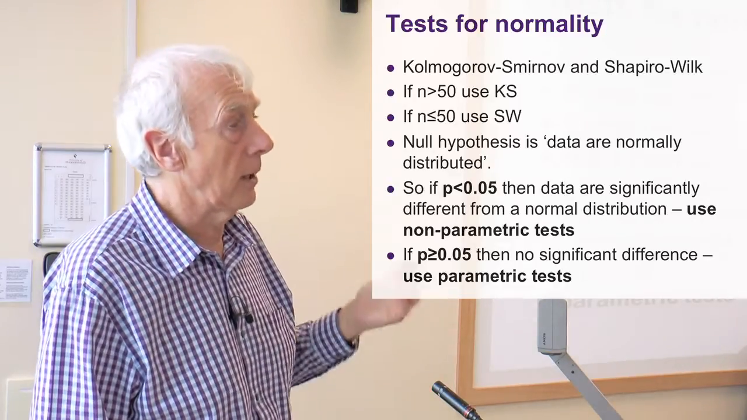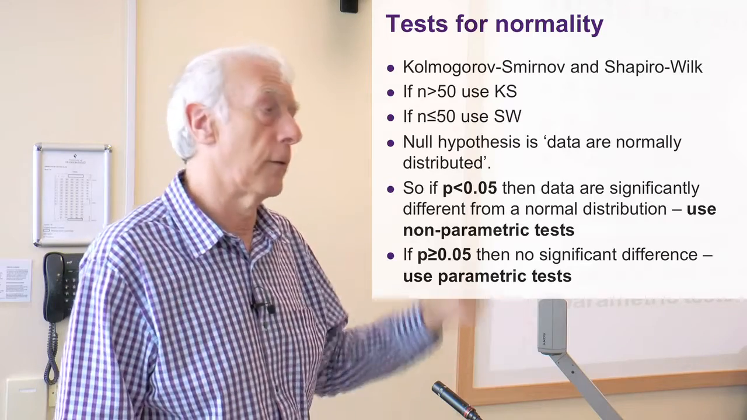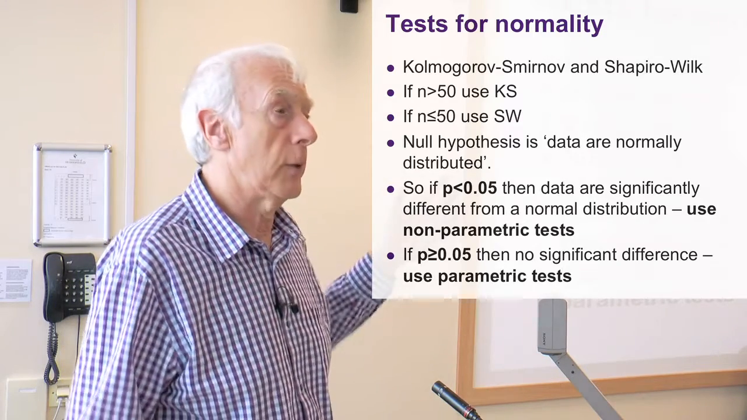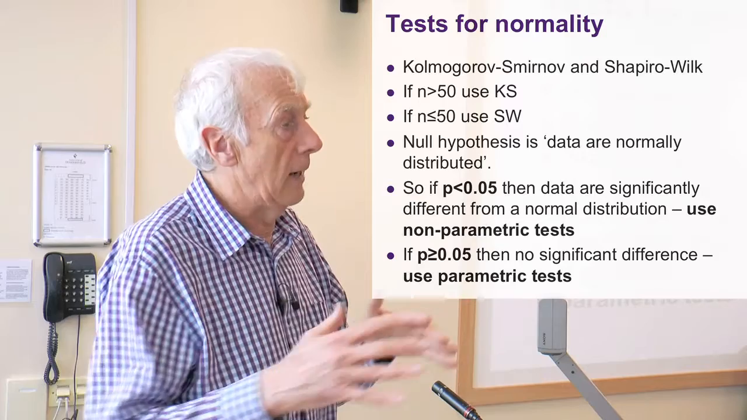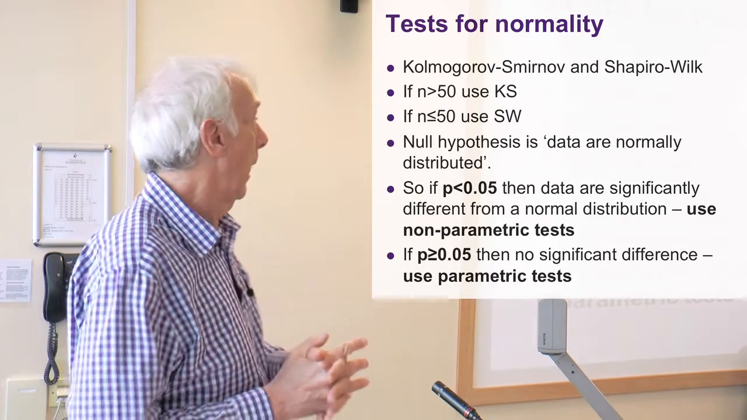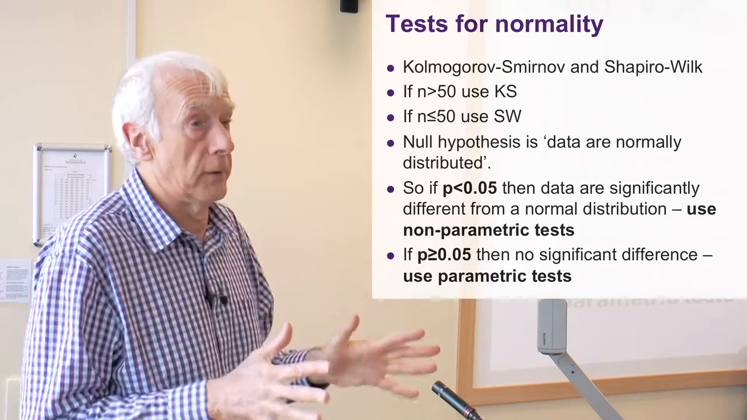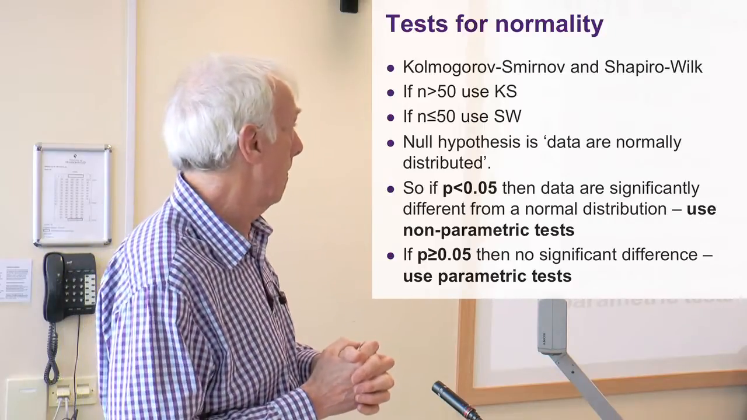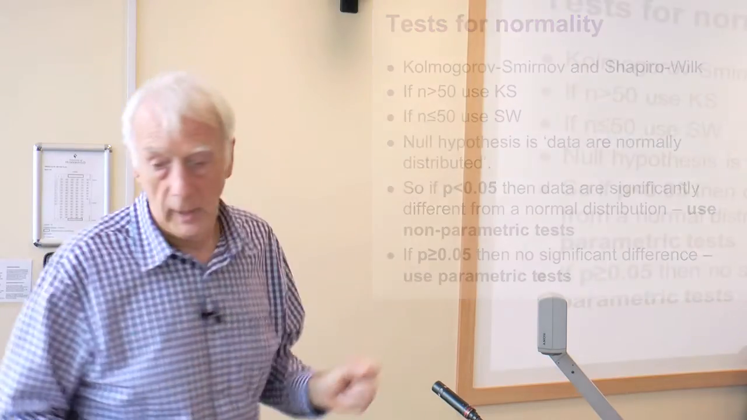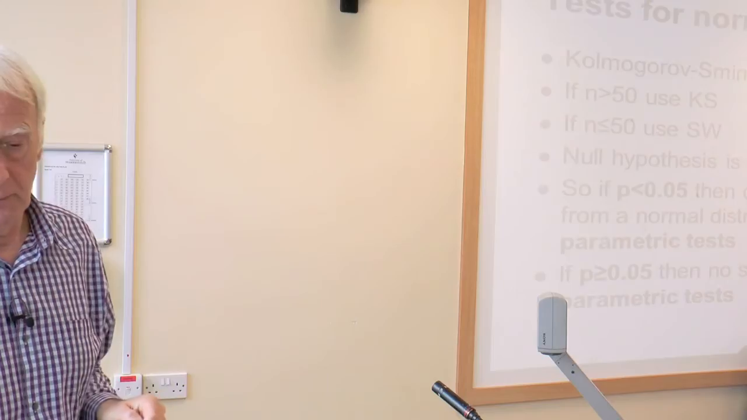So remember again, the null hypothesis is no difference between the distribution you've got and the normal distribution, and if it is significant, then there is a difference. So you use non-parametric. Okay, I'll show you this in the video.